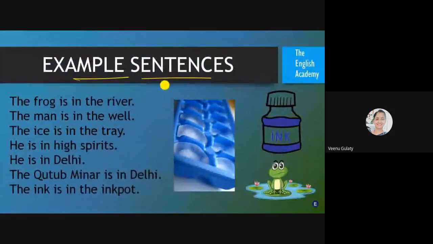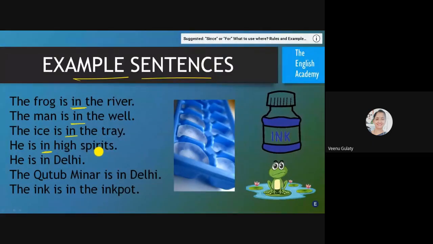Let's go with example sentences. The frog is in the river. The man is in the well. The ice is in the tray, as is shown in the image. He is in high spirits. Means, wo bahut acche mood mein hai. He is in Delhi. The Qutub Minar is in Delhi. The ink is in the ink pot, as in the image.